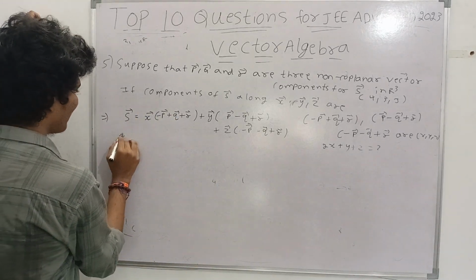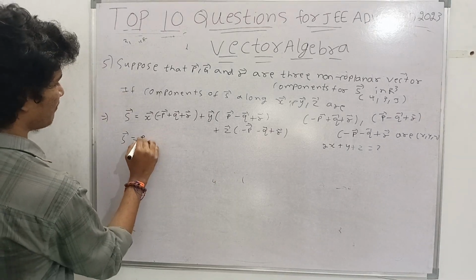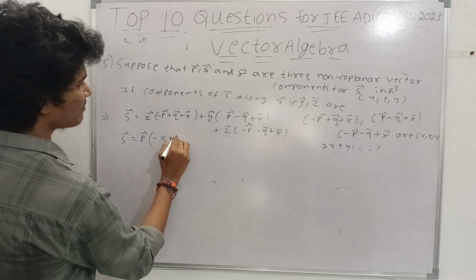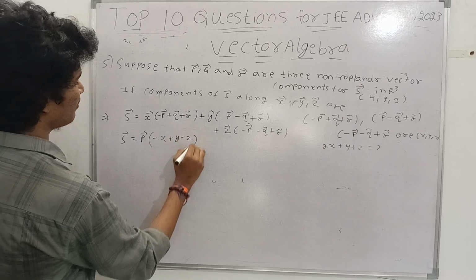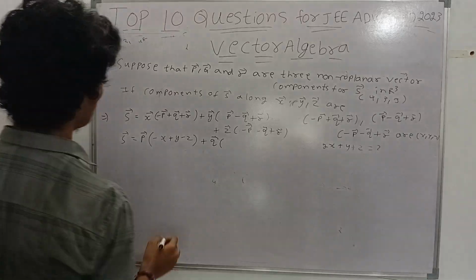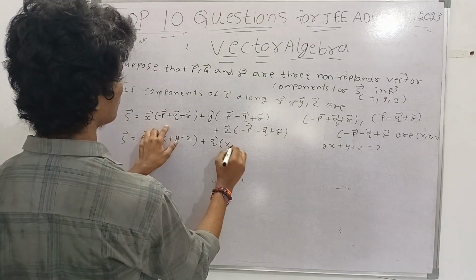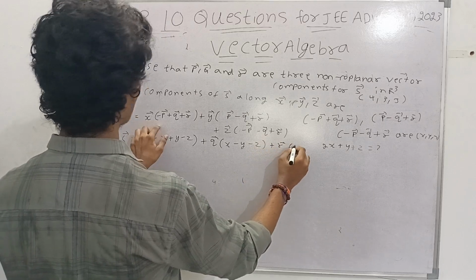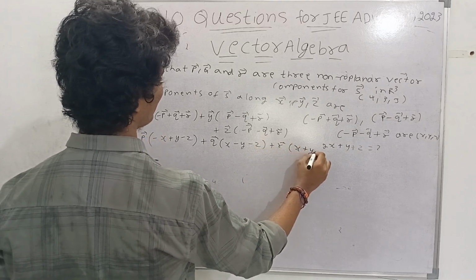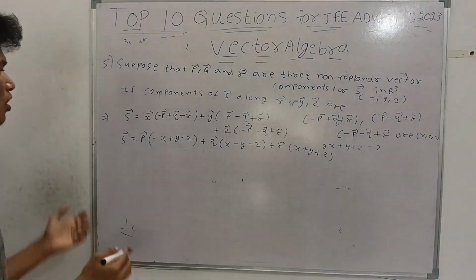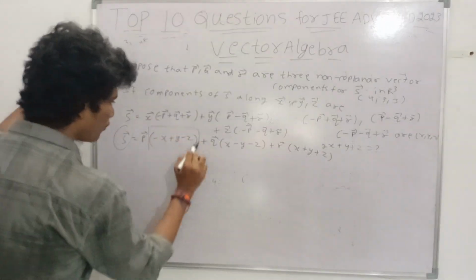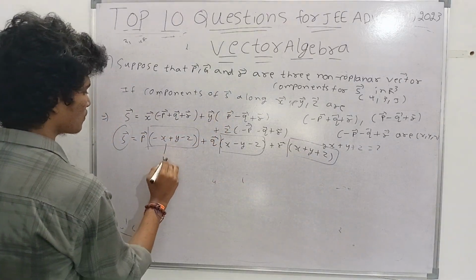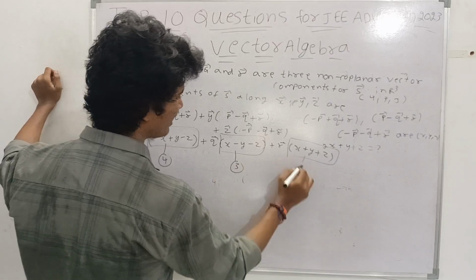And now we can split these things by P vector. What is it? Minus x plus y minus z, one thing, plus Q vector, what you will get, x minus y minus z, another thing, plus R vector. Now R vector, it is x plus y plus z. Why am I doing this? Because I know the values of the components of P, Q, R when S vector is along P, Q, R. What are the values? 4, 3, 5.